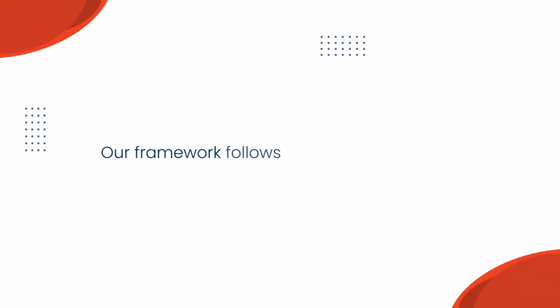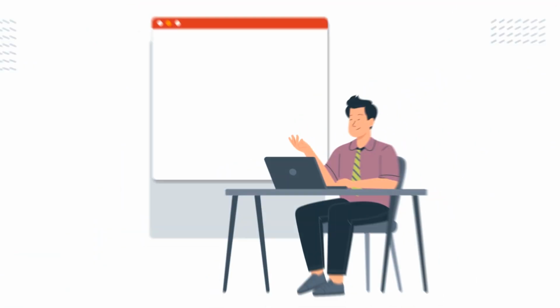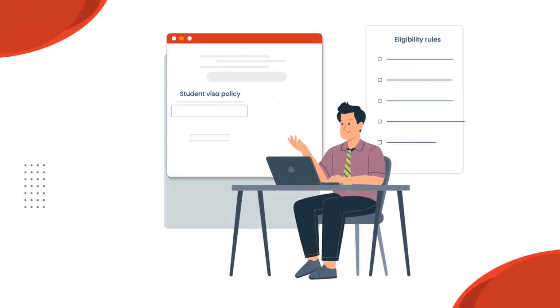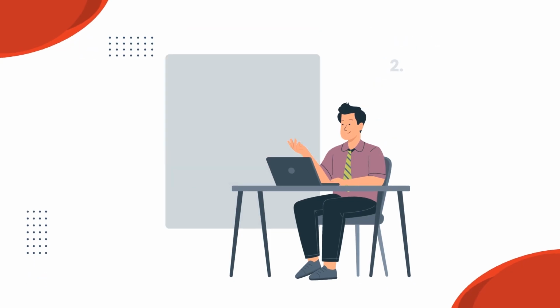Our framework follows a three-step process. First, build a digital policy twin using OpenFisca. In our case, we chose an international student visa for Australia, which has a variety of eligibility rules.